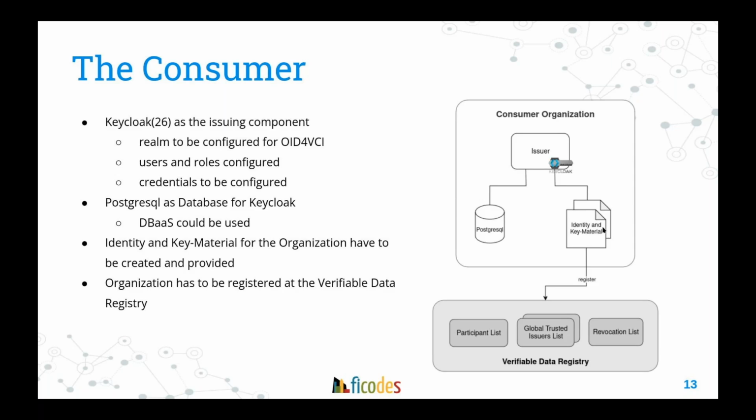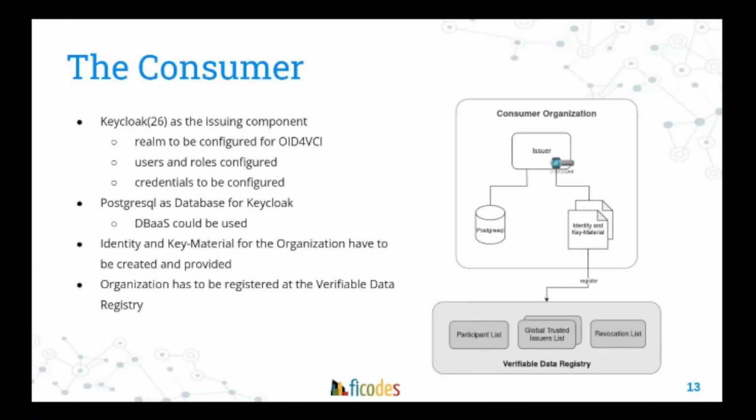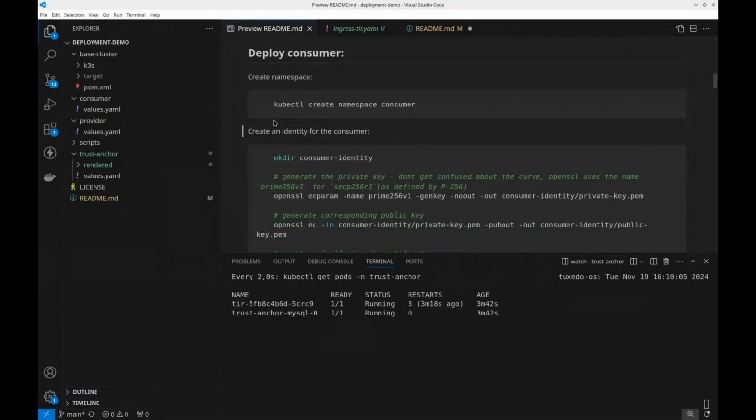One important thing is that we as a consumer organization also need an identity and some key material for the organization. We need to provide the identity to our verifiable data registry and register ourselves there, and we need to provide the key material to our issuer so that we can identify ourselves. If you remember from the IAM session, the data space connector currently supports three types of identity: DID-key, DID-web, and DID-LC. Since we're now deploying a local example, I will use a DID-key for the consumer organization, which is essentially the first thing that we will now do to deploy our consumer.